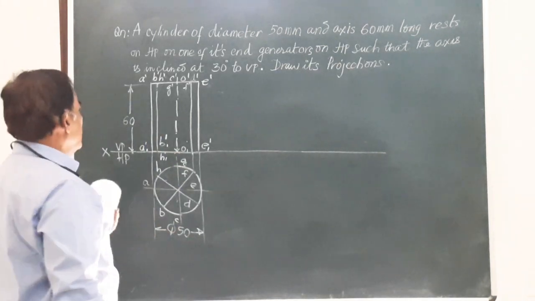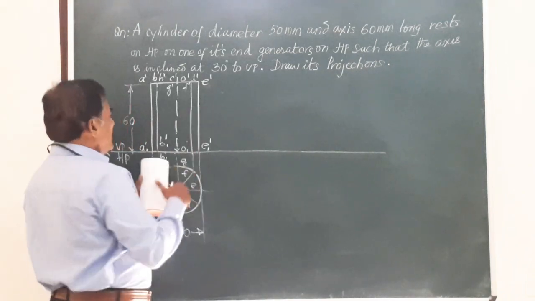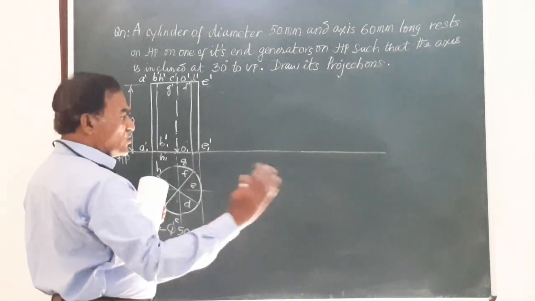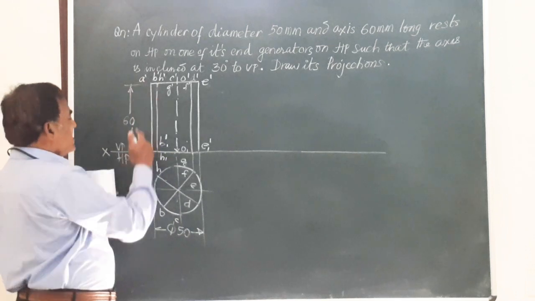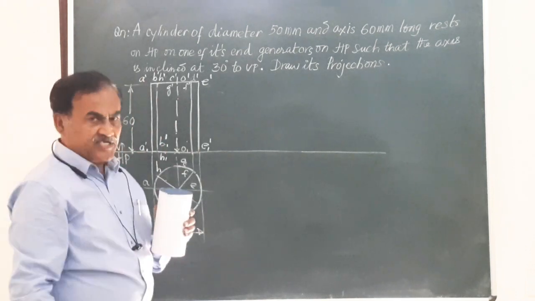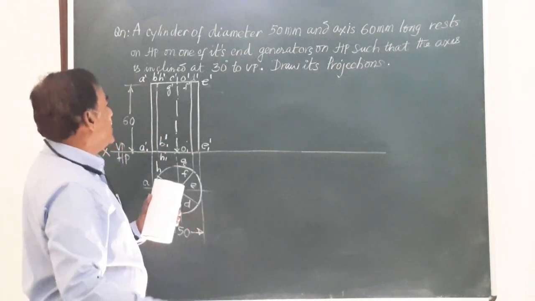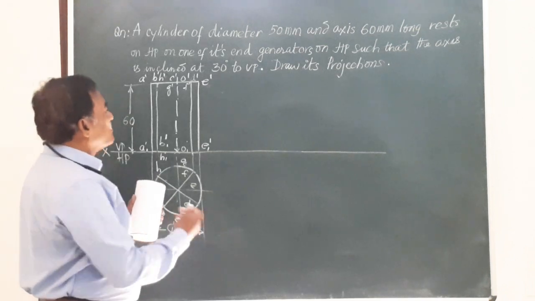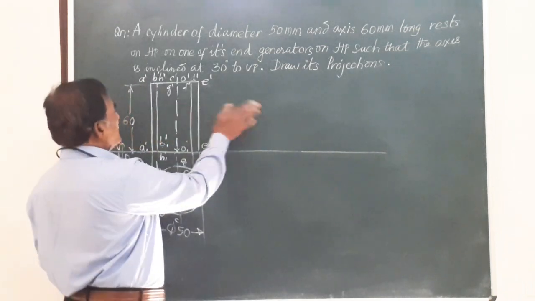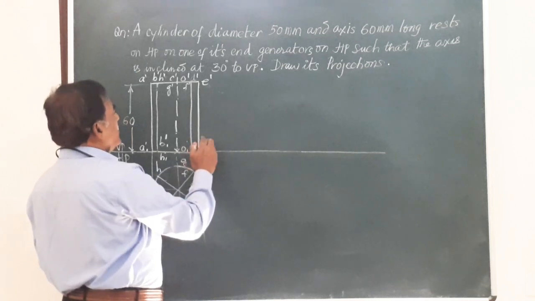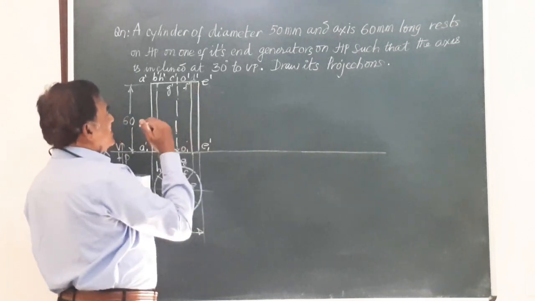In the front view friends, you can see the last generator. There are 2 end generators. One is A dash A1 dash and the other is E dash E1 dash. They are called the 2 end generators. Generally you will have space to draw the figure to the right side. So we are going to rotate the object on this last generator.